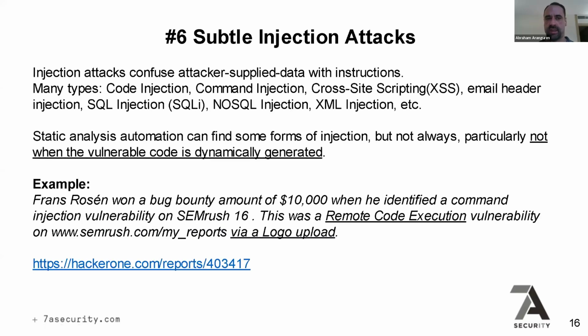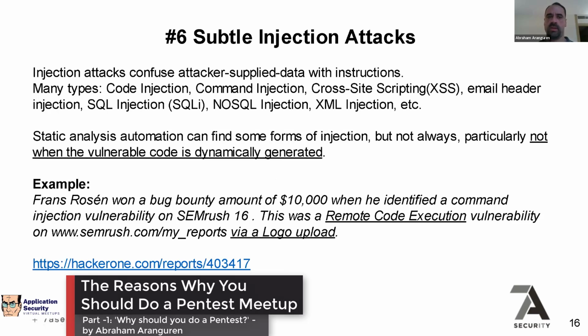Then there are injection attacks. Normally automated tools will be somewhat good at finding them, but there are cases where they will fail, especially if there's some sort of dynamic code generation going on, where even static analysis tools will sometimes have trouble. So you have here an example of a vulnerability found by Frans Rosén on Semrush. This was a remote code execution through a logo upload, which was a type of injection attack that he managed to find.